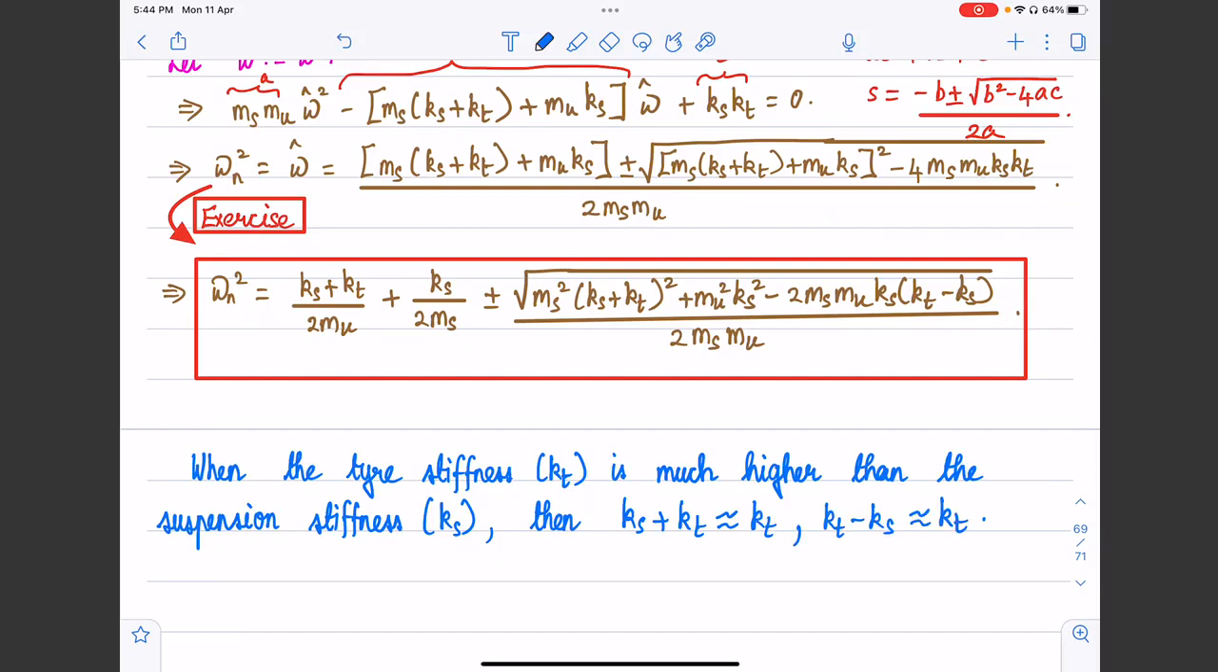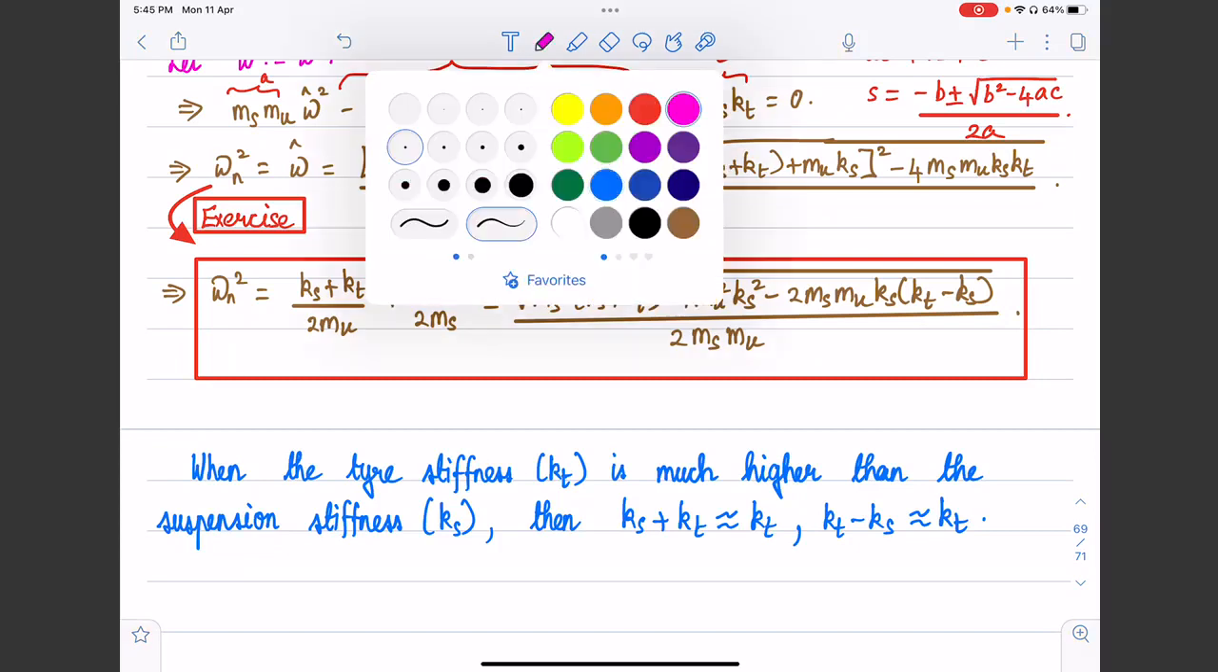The bottom line is that, if you look at the suspension stiffness and the tire stiffness, let's say they are separated by an order of magnitude, just to convey the concept. Let's say Kt is 10 and Ks is 1. So there is a 10:1 ratio. I can always say 10 plus 1, of course I know that it's 11, but I can say it's almost equal to 10. Similarly, 10 minus 1, which is 9, I can say it's almost equal to 10. That is the approximation we are doing.